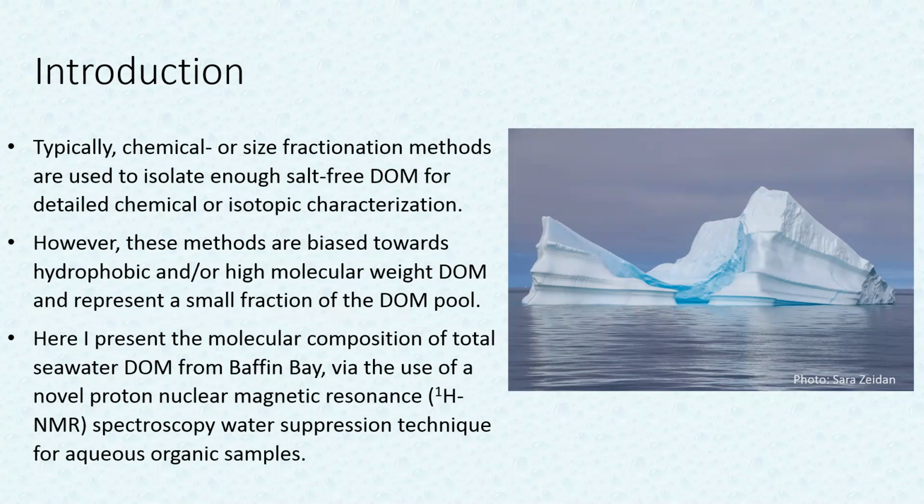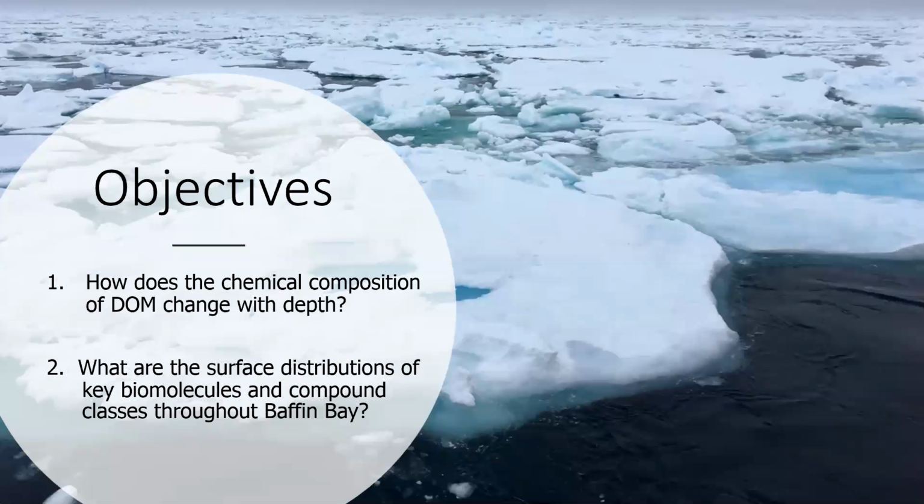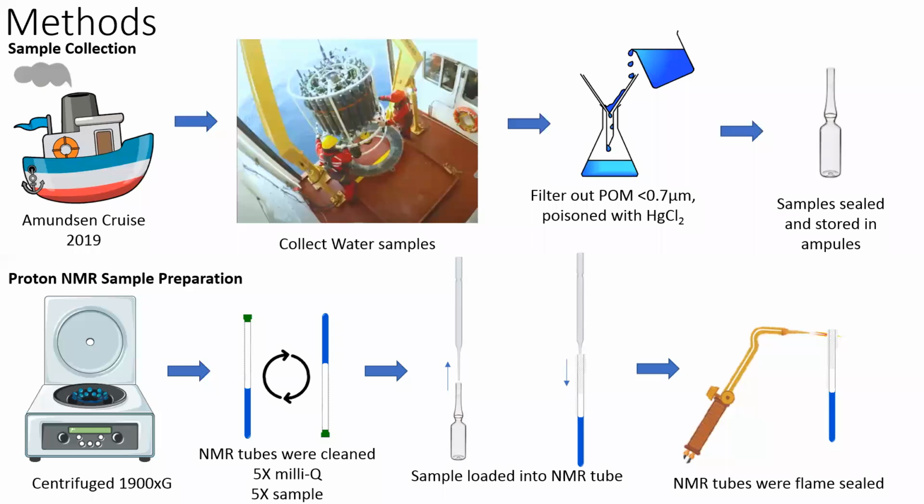Typically, chemical or size fractionation methods are used to isolate enough salt-free DOM in order to analyze it. However, these methods are biased because they are only able to observe a small subsection of DOM at a time, whereas the method that I have helped develop and am now implementing is able to analyze the total seawater DOM pool at once. Using this method, I have been able to determine how the chemical composition of DOM changes with depth, and I have identified the surface distributions of key biomolecules and compound classes throughout Baffin Bay.